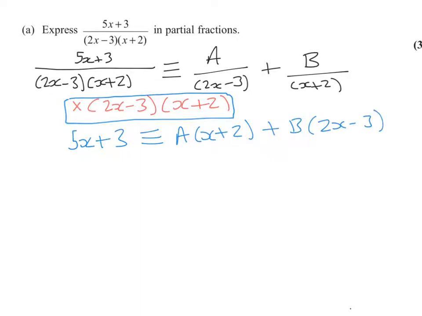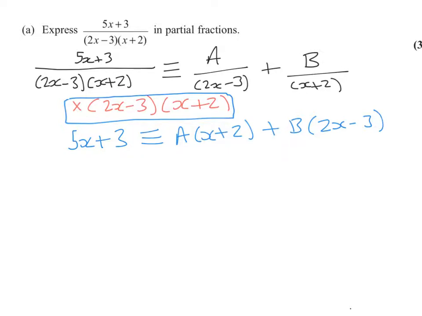Well, let's have a little look at what has happened. I've multiplied by this, so it cancels out the whole denominator. I multiply a over 2x minus 3, so the 2x minus 3 is cancelled out, but I'm left with an x plus 2. The b over x plus 2, well, the x plus 2 cancels out, and I'm left with the 2x minus 3. Hopefully that bit makes sense.